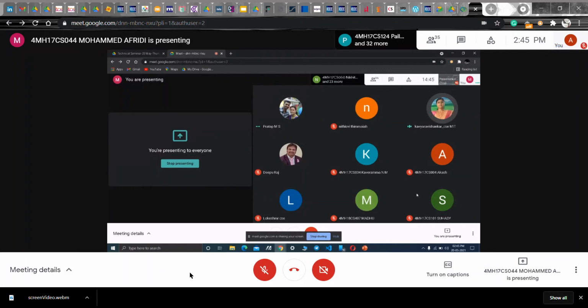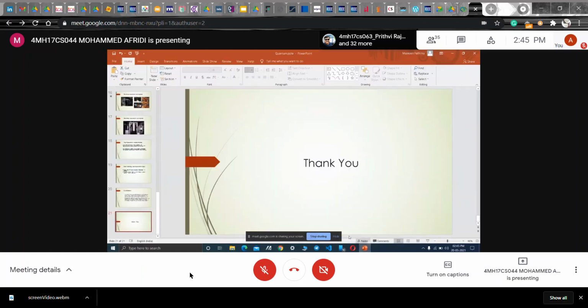Afridi, do you know any particular company or any particular application which is using this in real time? Ma'am, IBM is using this in real time. Do you know what project? Ma'am, they are minimizing the error in clock difference between satellites and Earth.